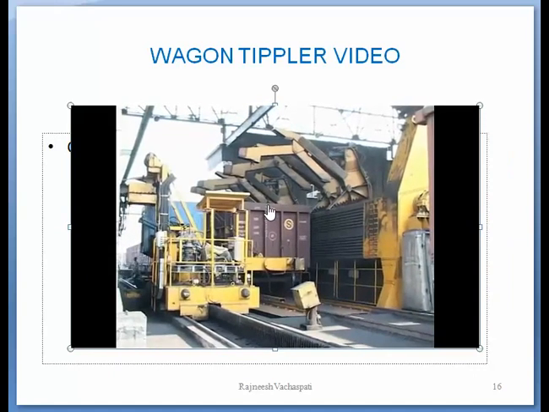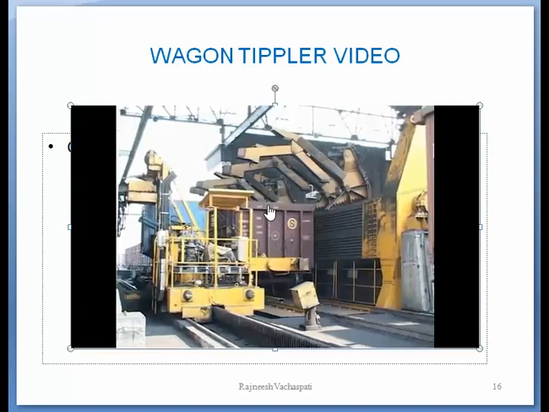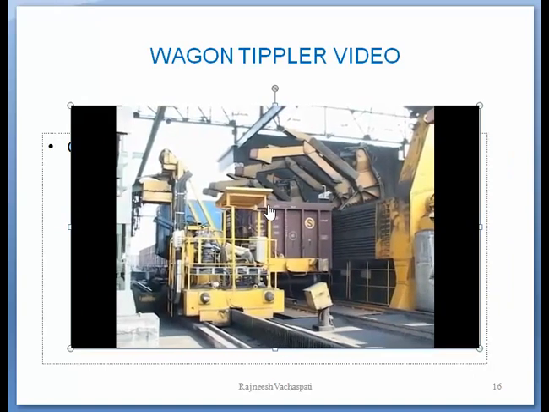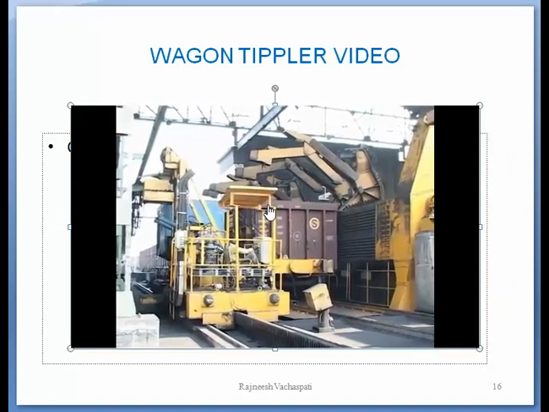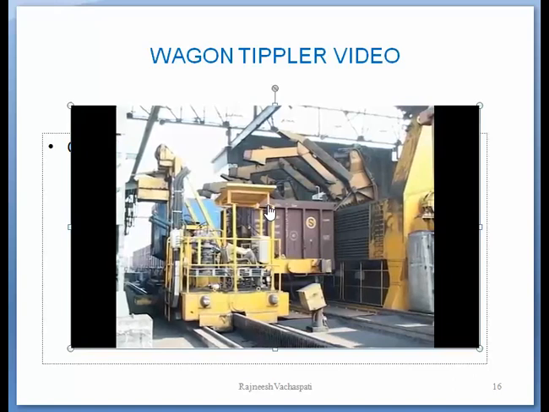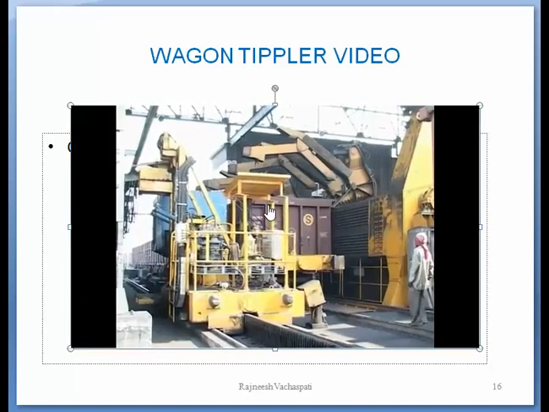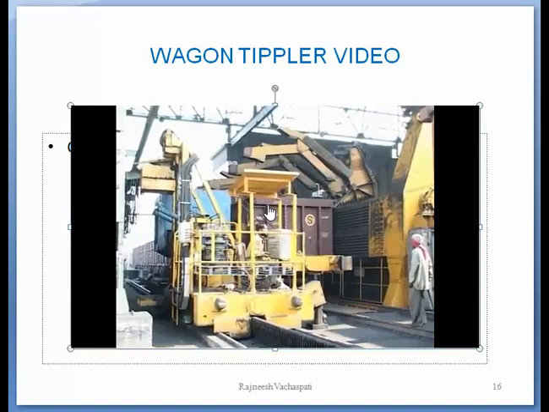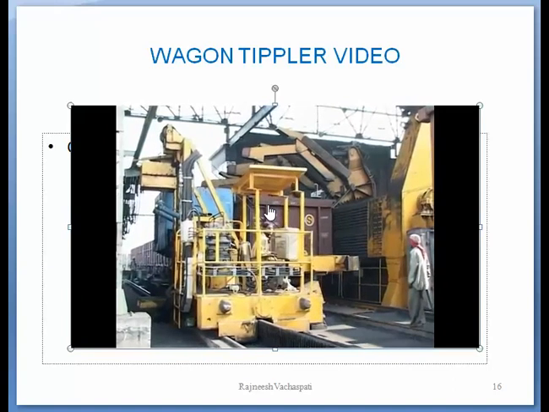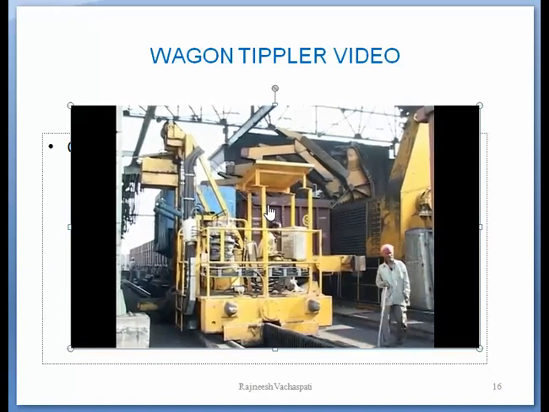Here you can see how the shunting engine is bringing the wagon and wagon tippler unloads the coal filled wagon.